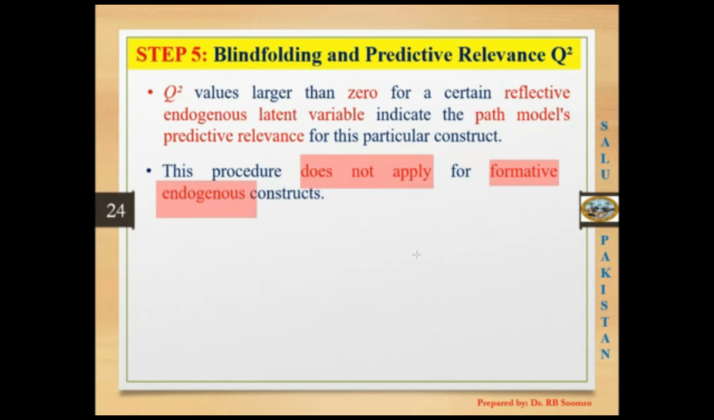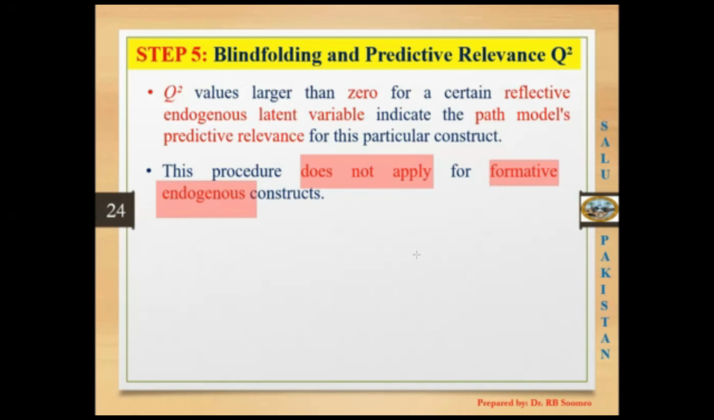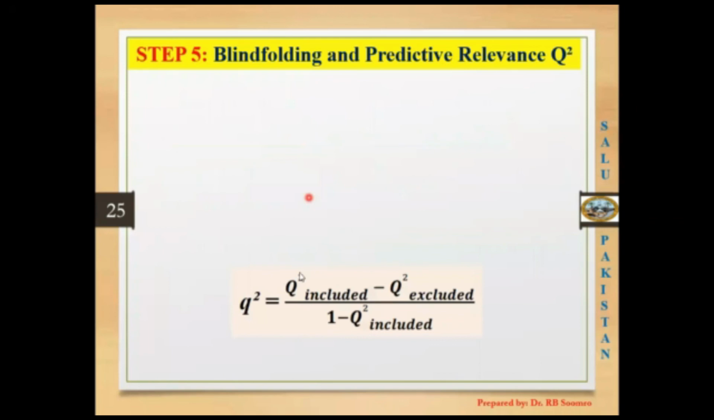One factor is talking about one trait of the personality, and another factor is talking about another trait. So all the factors are talking about different traits. That's why Q square cannot be applicable in that case. And its value, a number between 10 and 20, should be used in most applications. Okay, and this is the formula of the Q square, almost the same as in the case of the F square.